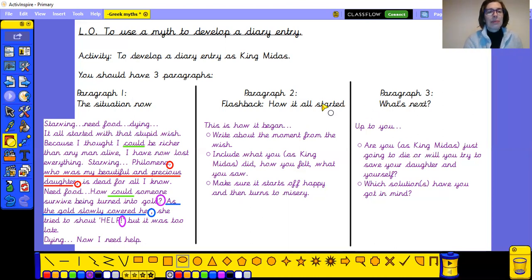Now, just to recap, you're King Midas today, and you've got to develop a diary entry. Paragraph 1, the situation now, not looking good. Flashback, paragraph 2, how it all started. And this is where I want to see different parts from happiness to sadness, misery. And finally, paragraph 3, what's next? What can he do? What can you do to escape this misery?